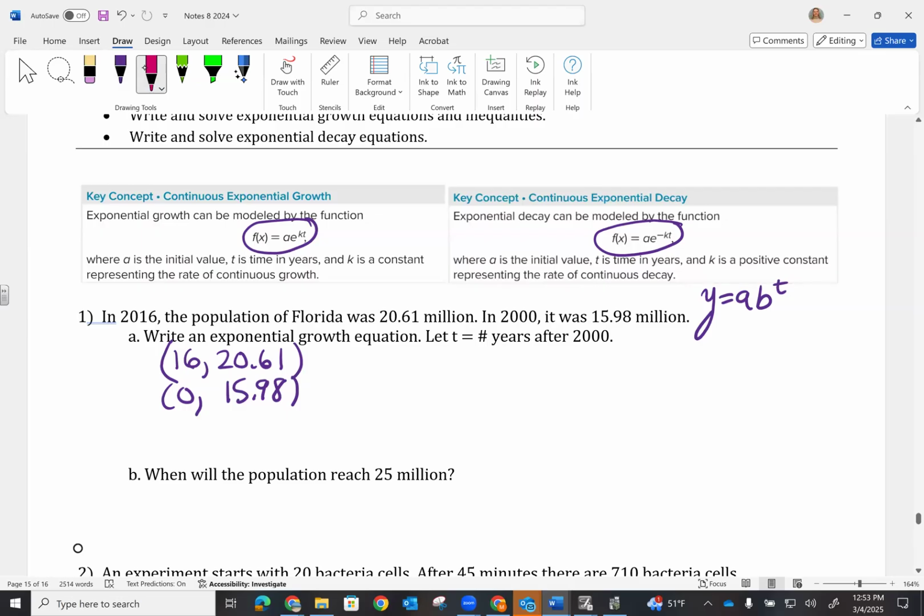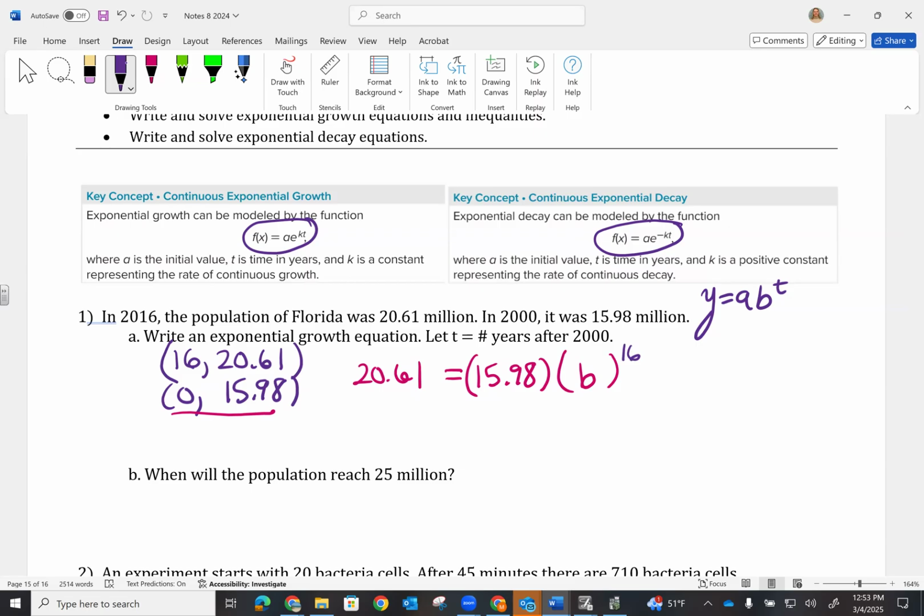Okay, because the earlier time in 2000, there were 15.98 million people. At the end, there were 20.61. We need the growth factor, and that'll find a growth or decay factor, okay? And then our time is going to be 16 years. Any questions about how I set that up?